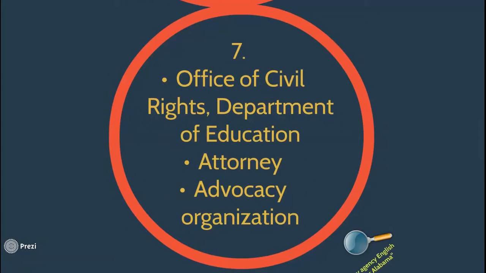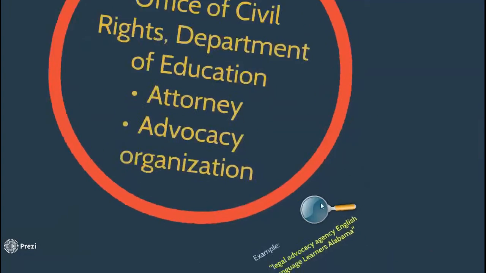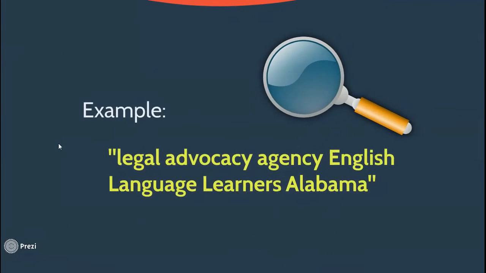If none of these people can help you or the issue isn't fixed, you may file a complaint with the U.S. Department of Education's Office for Civil Rights, contact an attorney who specializes in education litigation, or contact an education advocacy organization within your state. There are many resources dedicated to helping ELL students and parents with problems they're experiencing at their local schools. To view resources specific to your state, try searching the internet for Legal Advocacy Agency English Language Learners with the name of your state to get the results that will help you the most.